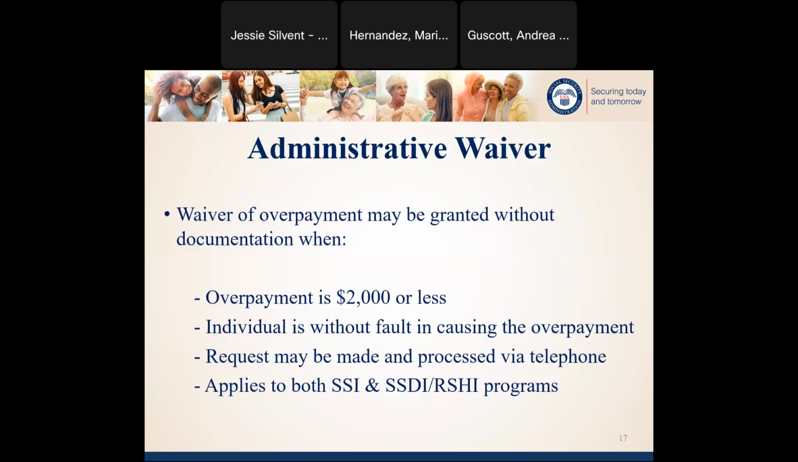So in situations where someone's overpayment is less than $2,000, we may grant a waiver of the overpayment at the person's request, as long as they were without fault in causing the overpayment. So what that means is that it was under circumstances completely out of their control, or perhaps caused by Social Security's error. And this type of request can also be requested and granted over the phone. This provision applies to overpayments that occur in both SSI and retirement, survivor, and SSDI programs as well.